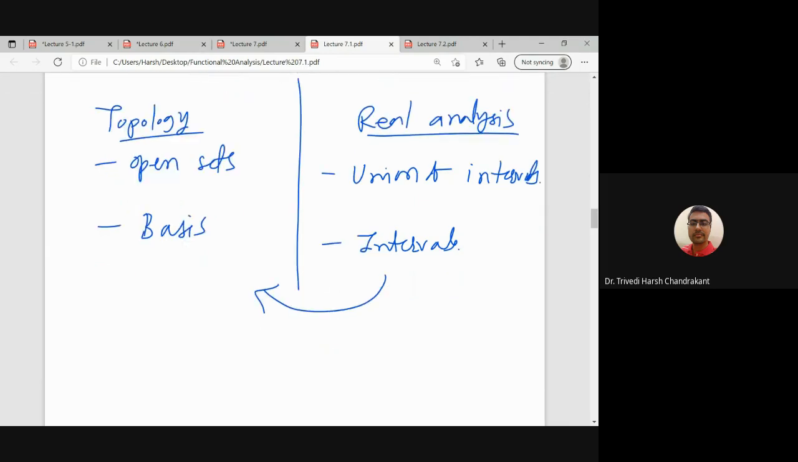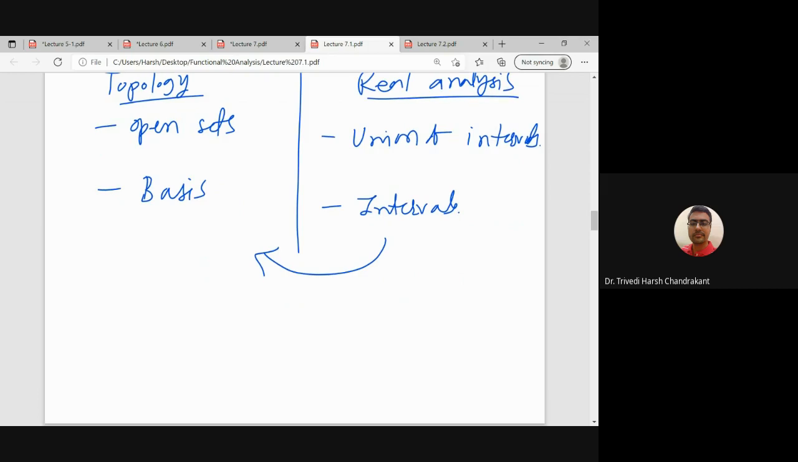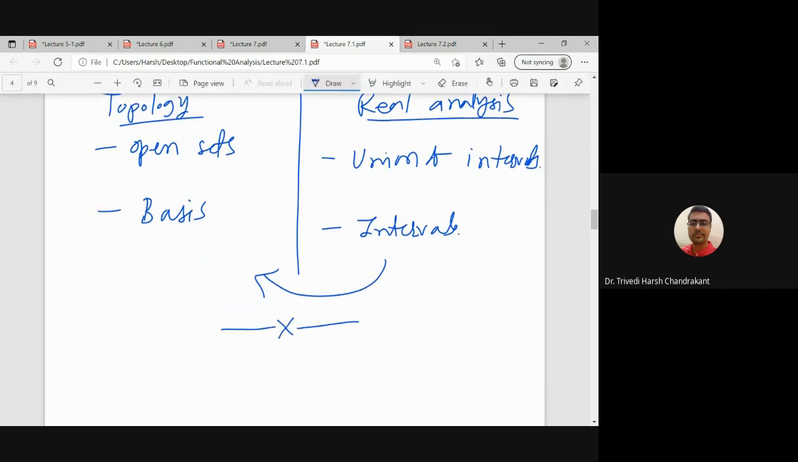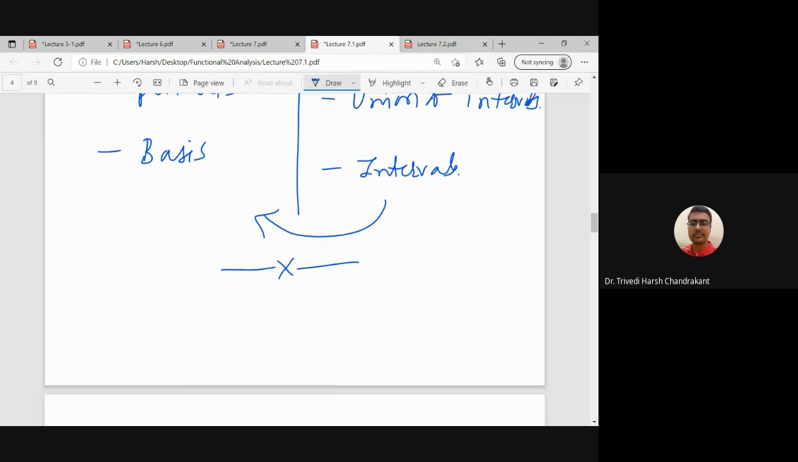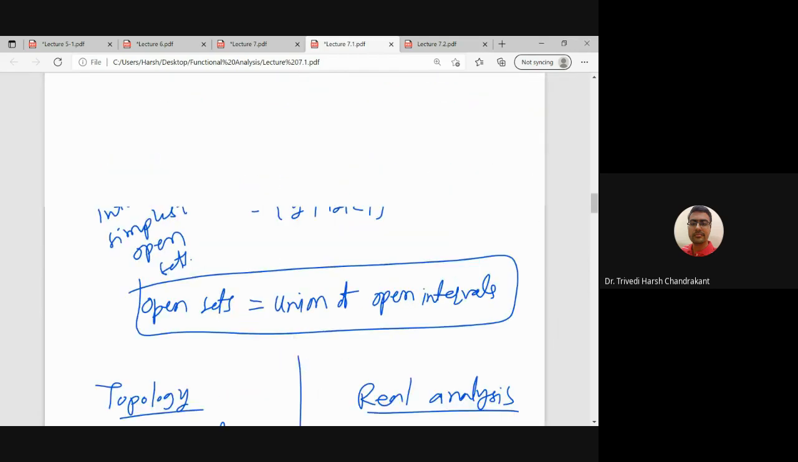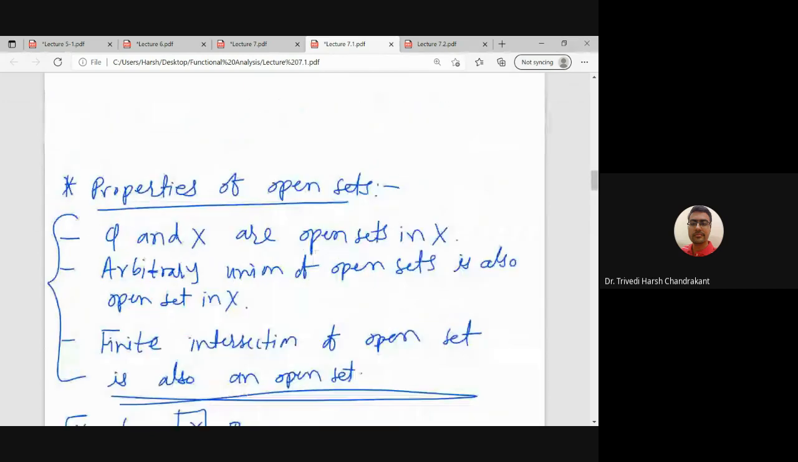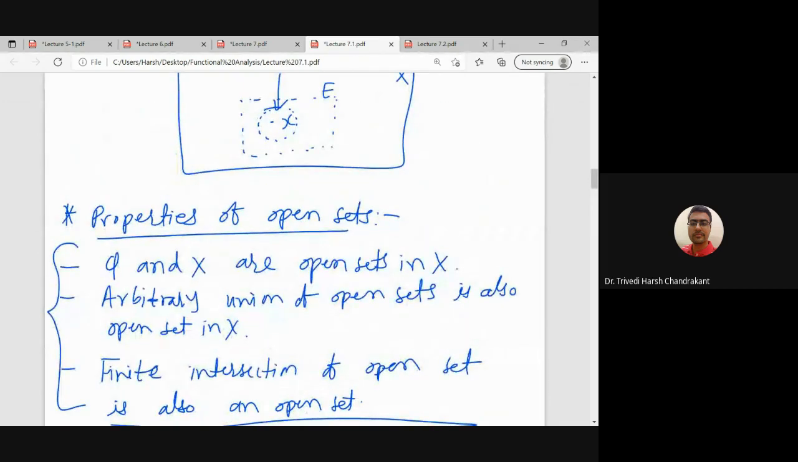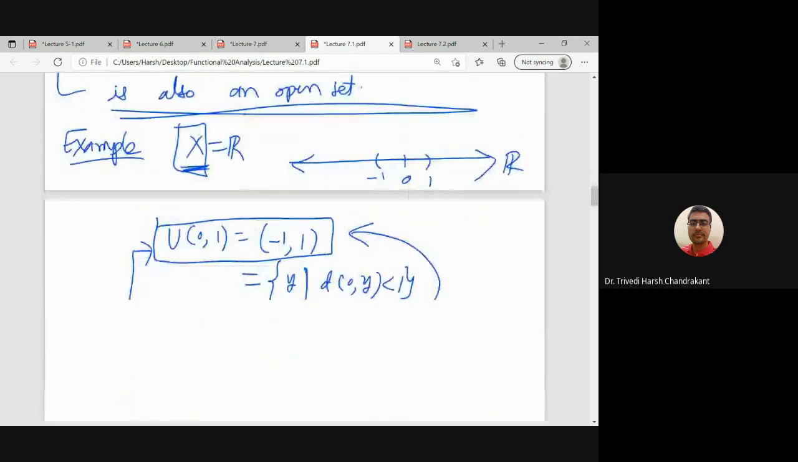You need to see some examples, then only you will get all these things. It will take some time. Anyway, these are the properties. These three are the properties of open sets in a metric space. And then once we have the notion of closed set and closure, we can define the dense set.